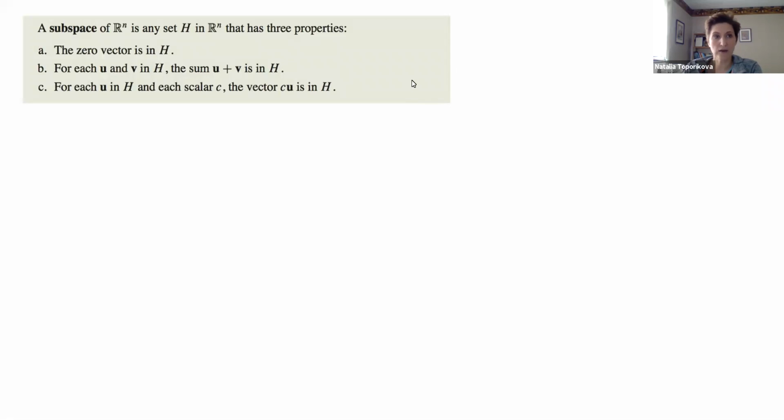Any set of vectors which satisfies three simple properties. First, this set of vectors should contain the zero vector. The zero vector is always included in a subspace. Second, if we have two vectors in our subspace, their sum also has to be in the subspace. Finally, if we have a vector in our subspace and we shrink or stretch this vector by multiplying by a constant, this modified vector should also be in our subspace. So it is a pretty simple definition, but extremely powerful.